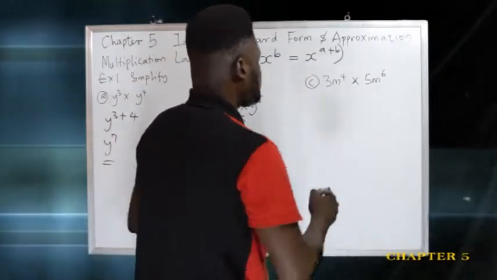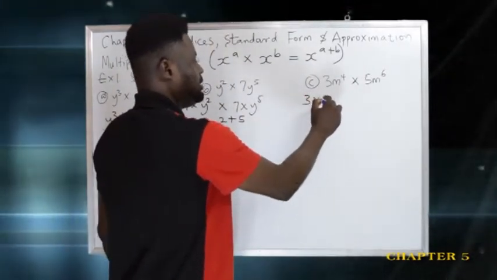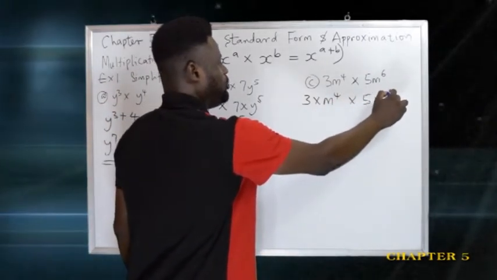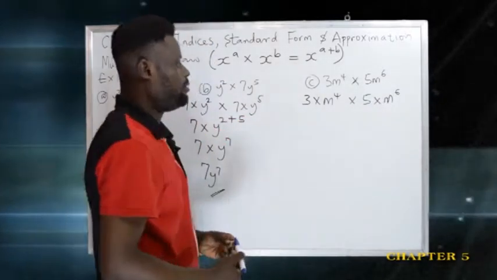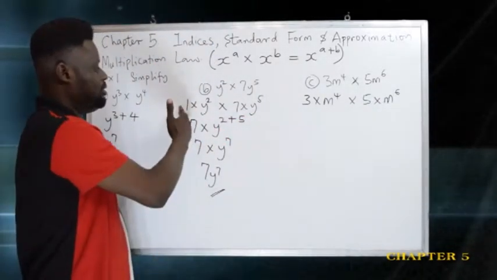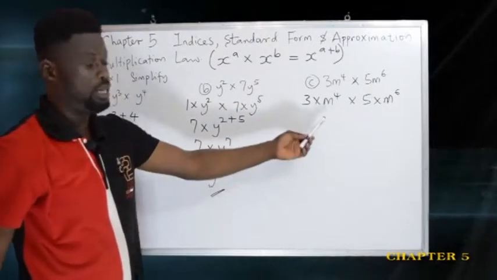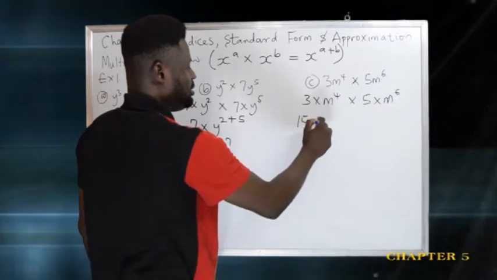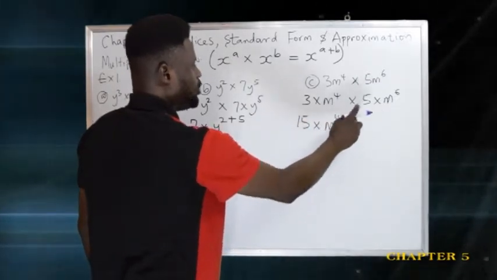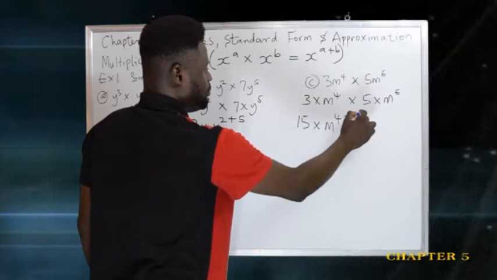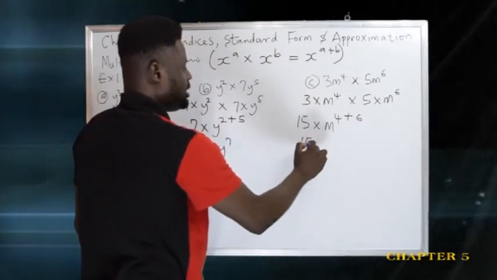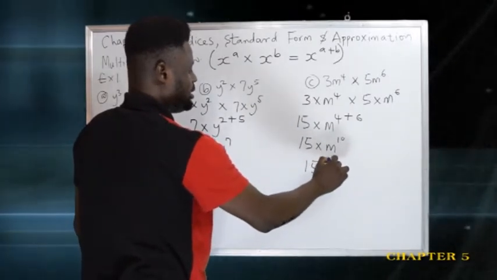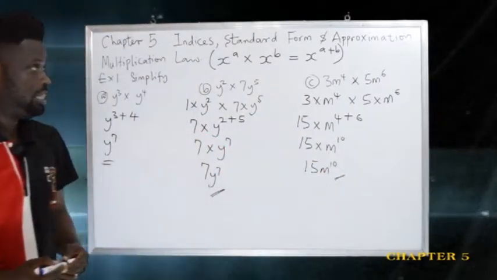So this is 3 times m raised to the power 4 times 5 times m raised to the power 6. If you observe here, we separate the numbers from the letters. So 3 times 5, 15, times m raised to the power 4 times m raised to the power 6. So you add the powers up. This gives us 15 times m raised to the power 10. That will give us 15m^10. So that's how to do it.